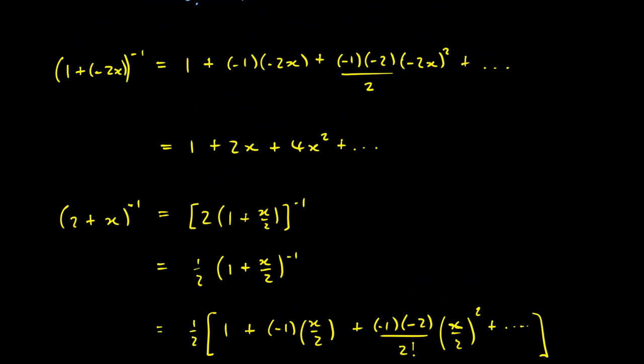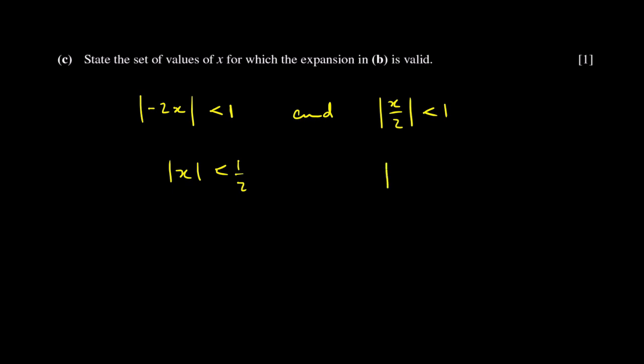So I'll rewrite that. So we go down here. So we had negative 2x. That needs to be between 1 and negative 1. Well, another way of writing that is that the modulus of negative 2x needs to be less than 1. And also we want to have the modulus of x upon 2 to be less than 1. Well, if we do that, then that means that the modulus of x must be less than a half if we just divide both sides by 2. The negative is already dealt with by the modulus, right? It just turns into a positive. And here we would need to have that the modulus of x will be less than 2.